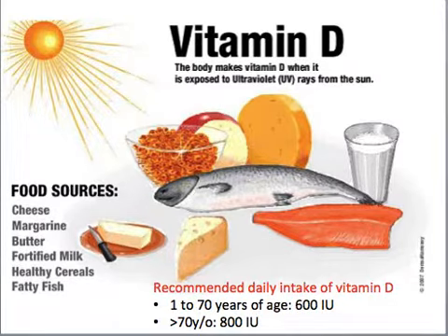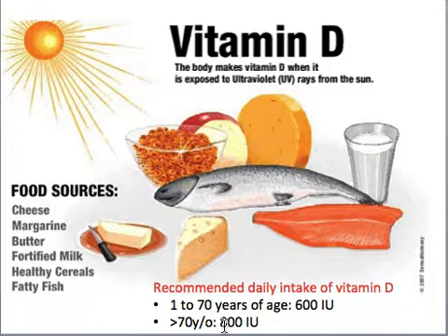Next, we're going to discuss vitamin D. Vitamin D is very important in mineral metabolism. Normally we get vitamin D by sunlight exposure, but we can also get it from food sources such as dairy, fish, and healthy cereals. The recommended daily intake of vitamin D is about 600 IU, and it could be higher in elderly individuals more than 70 years old.